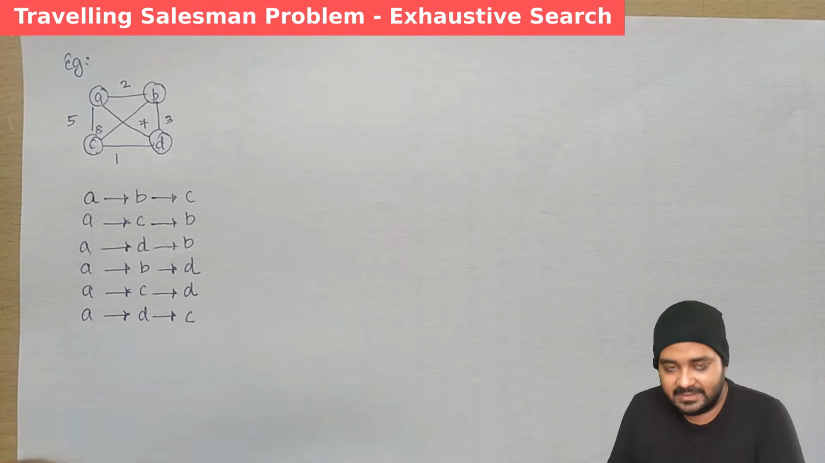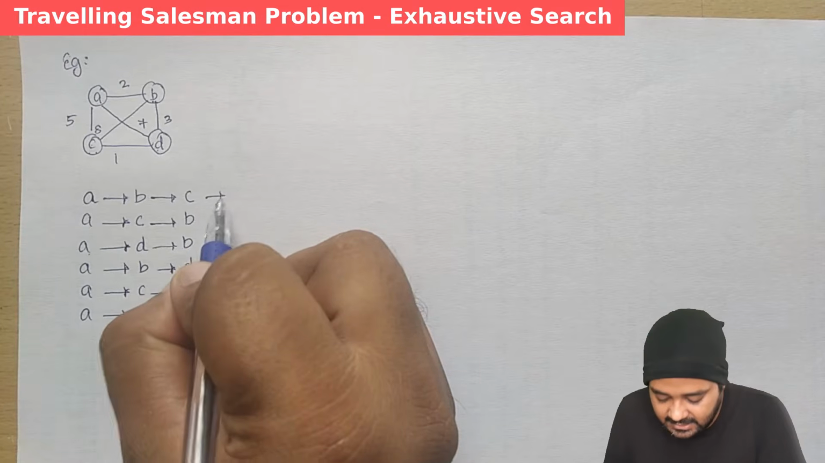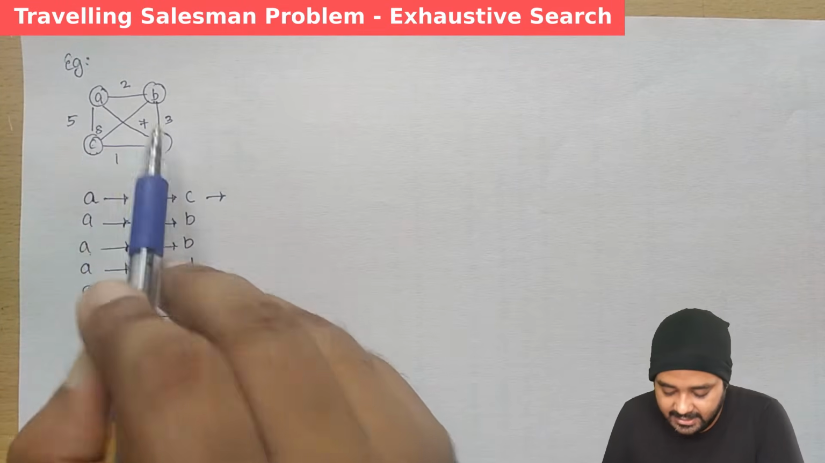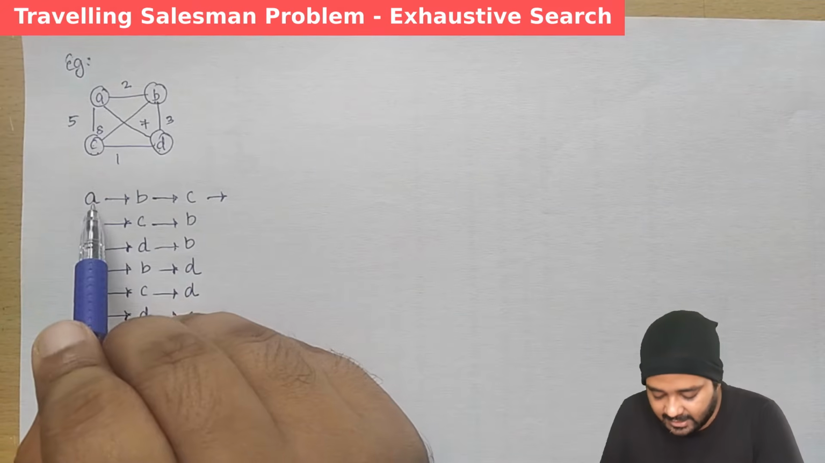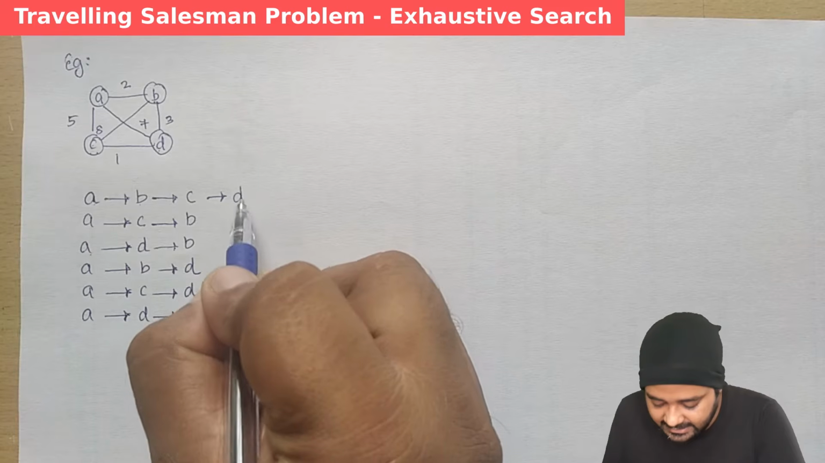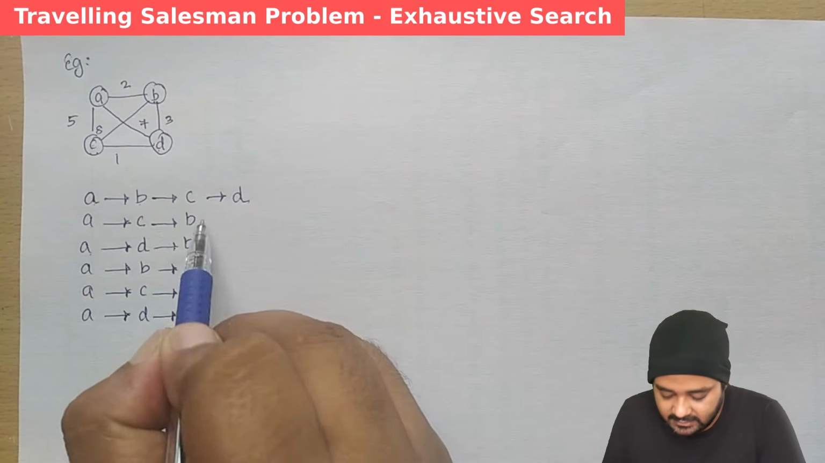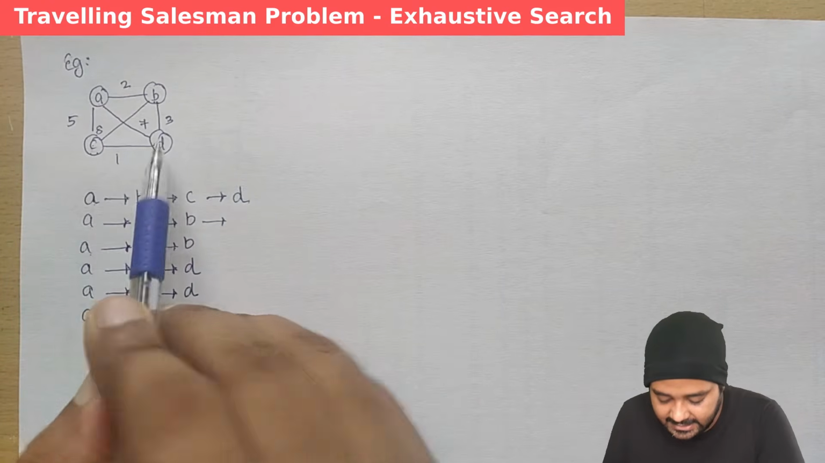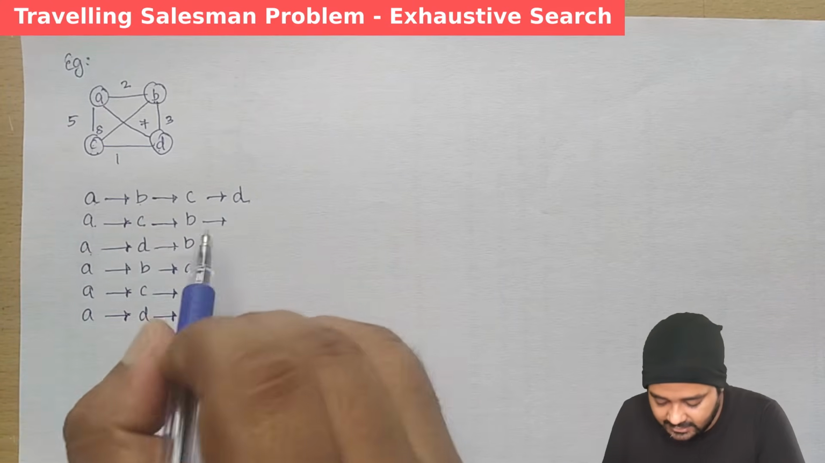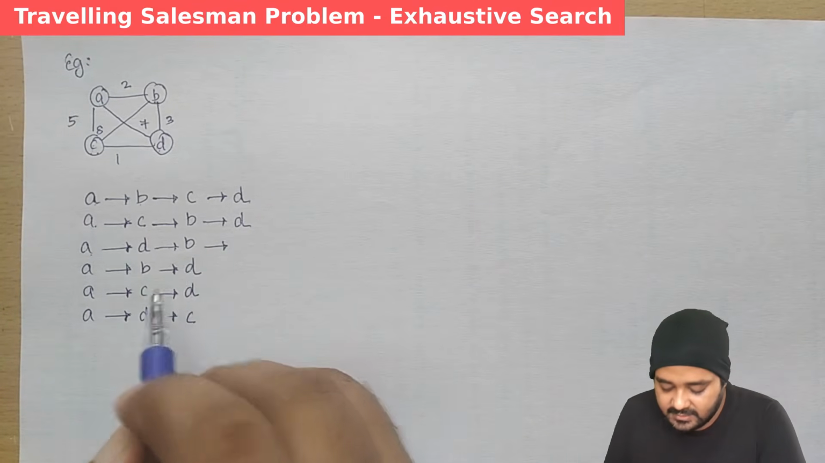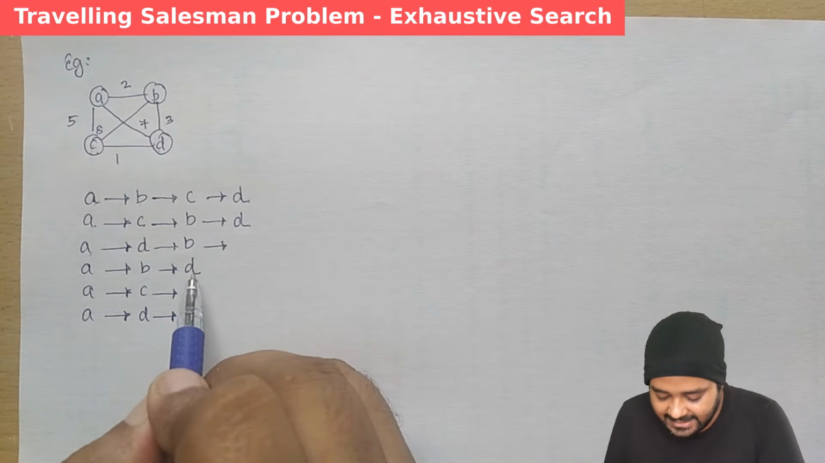We have to move on to the next step. You are standing at C right now. What are the adjacent nodes of C? A, B and D. Here we have marked A and B, so the only node left is D, and I mark D over here. Right now I'm standing at B. What are the adjacent nodes? A, C and D. A and C are already marked, so we just have to go for D. Here we are standing at D right now.